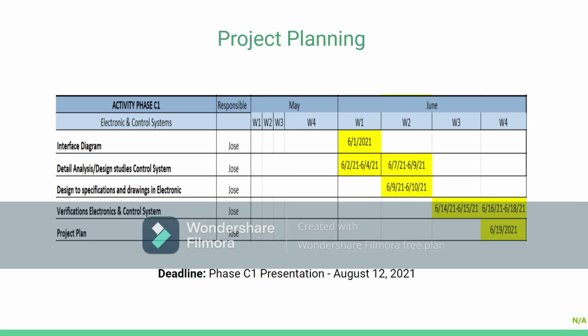And for my project planning, as you can see, in week 1 of June, I'm going to be working on the interface diagram and the detailed analysis and design studies for the control system. On week 2, I'm going to be working on the design to specification and drawing in electronics. And on weeks 3 and 4, I'm going to be working on the verification of the electronic control system and my project planning.